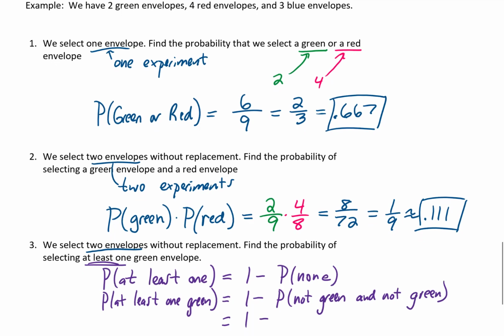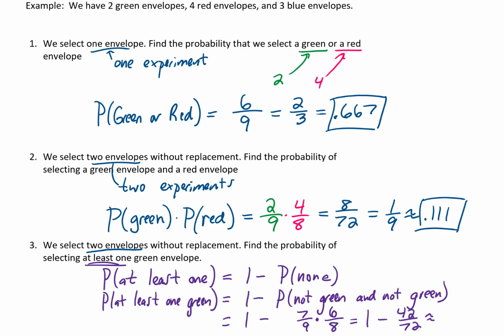So with our first envelope selection, what is the probability of not getting a green envelope? Well, it looks like there are 7 envelopes that aren't green out of 9 total. Now that we've removed that envelope, what is the probability that with our second selection, we're also not going to get a green envelope? Well, we just removed one of the red or blue envelopes, so that means we have 6 envelopes left that aren't green out of a total of 8 envelopes. I'm running out of room here, but I'm not going to forget my 1 minus. Multiplying these two fractions together gives us 42 over 72. Plugging that into my calculator gives me approximately 0.41667, or about a 41 to 42% chance that we will select at least 1 green envelope.